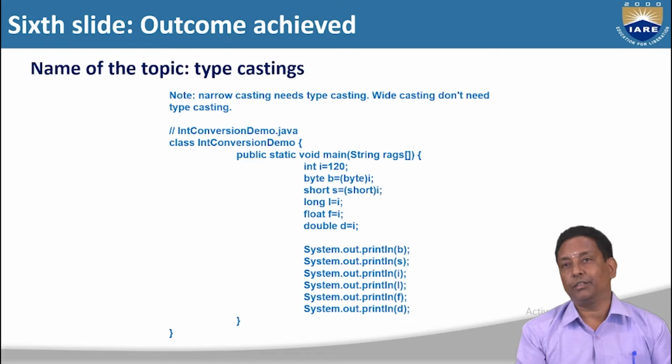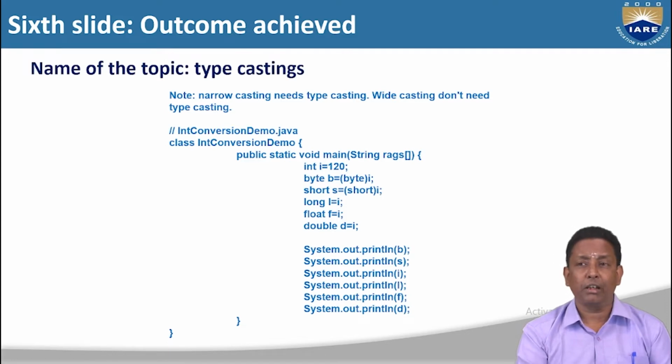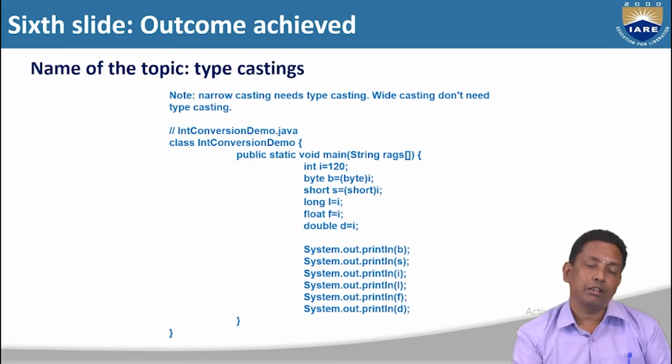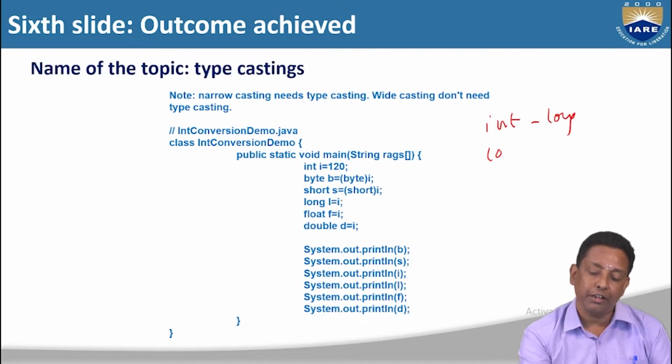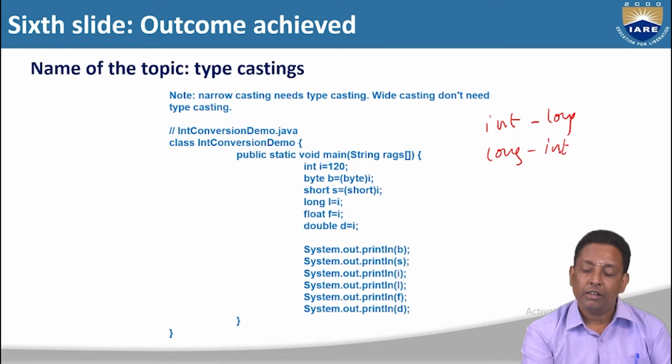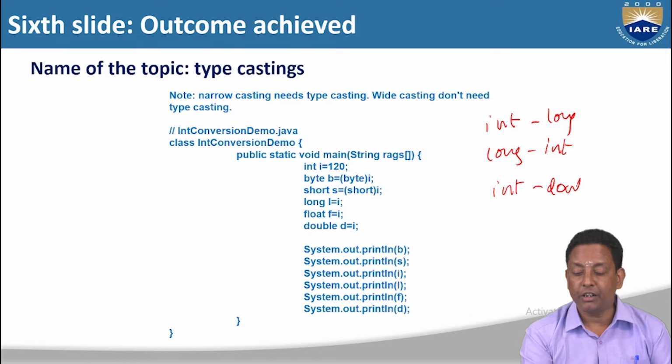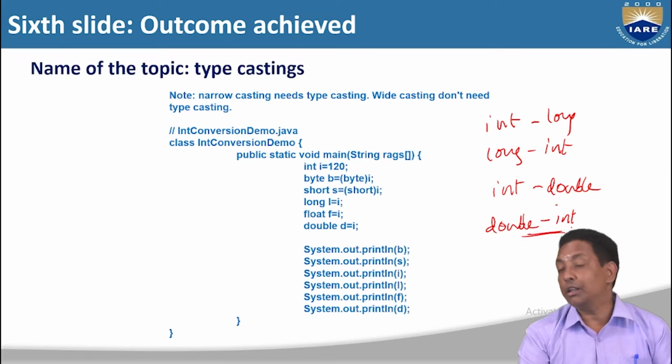Why do we need typecasting? For example, in the regular Java programming language, sometimes we want to assign an int value to a long value. Sometimes we need to assign an int value to double. Sometimes we need to assign a double value to int. These types of conversions are very frequent in the programming language.